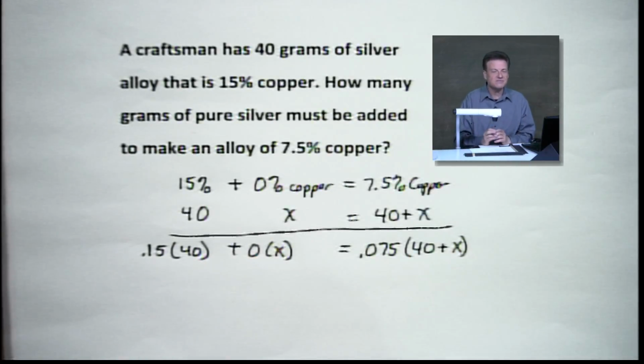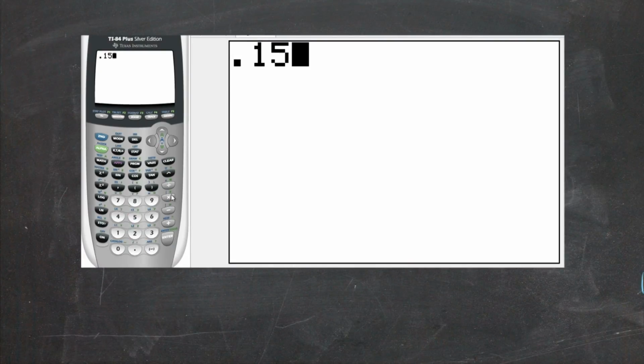Now on the left-hand side, what do we got going on here? Well, basically it's 15% of 40. Let's see if we can get that to come up here. See what we got. 15% of 40 should be about 6. Let's see if that works out. It does, equals 6, yes.